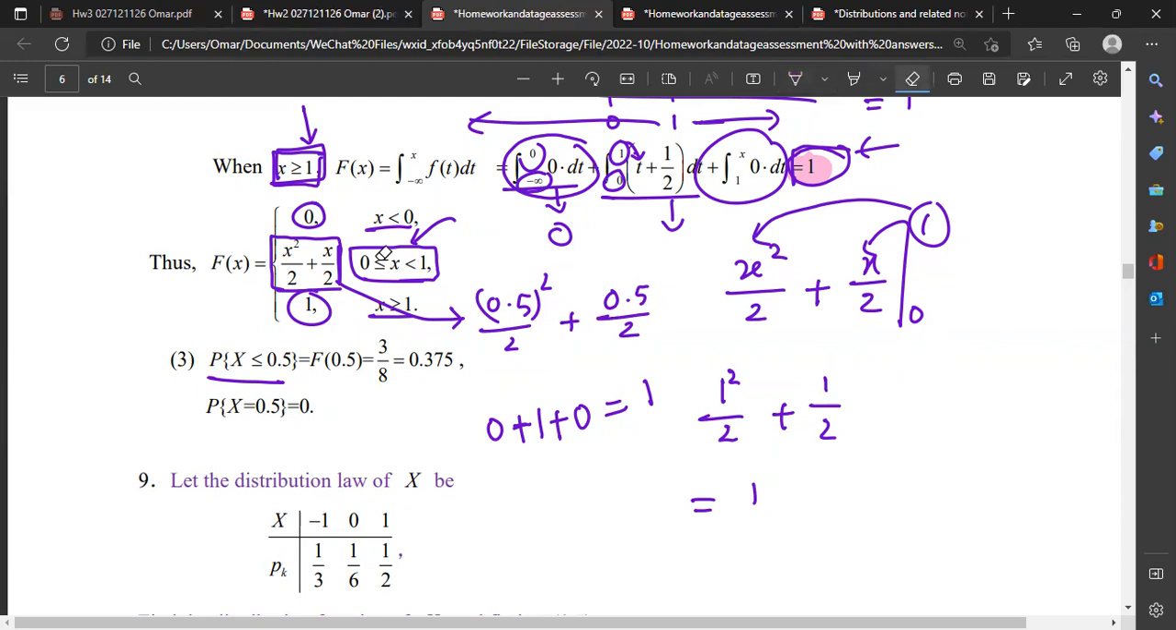Guys, do you understand here? Yeah. I need more practice to understand this.